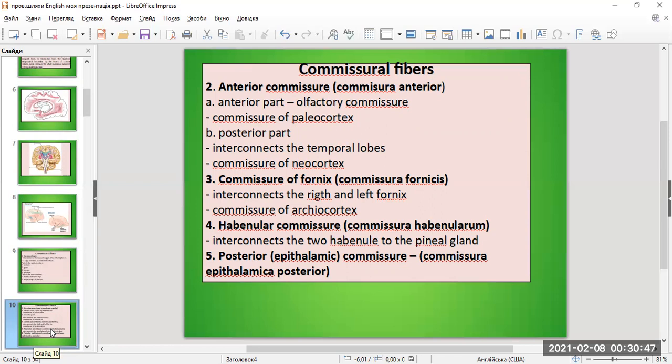Commissura fornix, commissura fornicis, interconnects the right and left fornix. It is the commissure of archaeocortex. Habenular commissura, commissura habenularum, interconnects the two habenulae to the pineal gland. Posterior or epithalamic commissura, commissura epithalamica posterior.